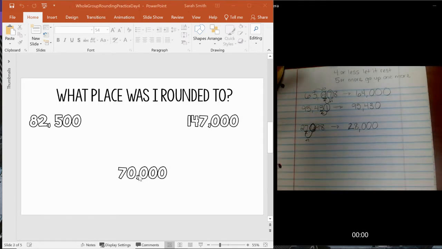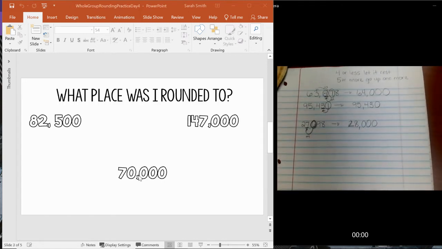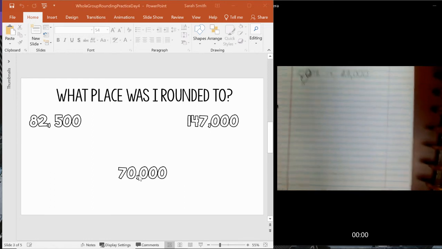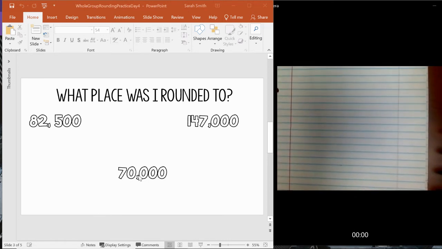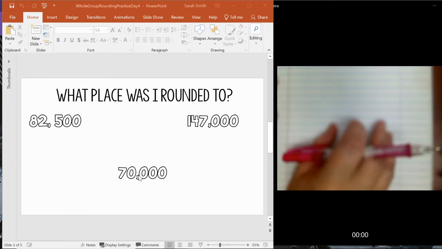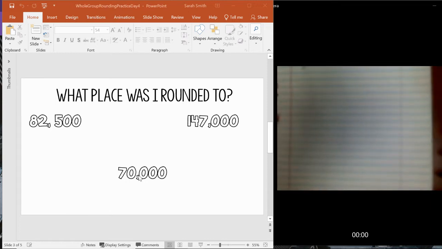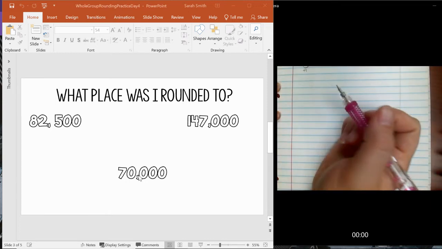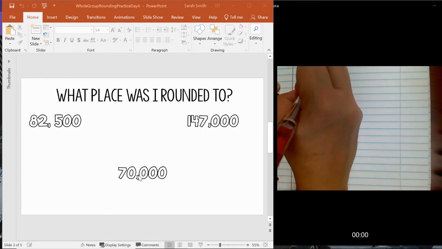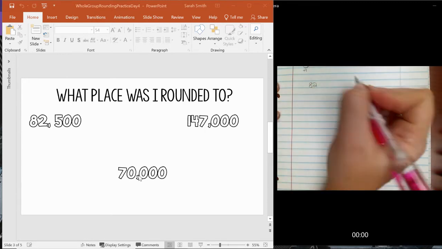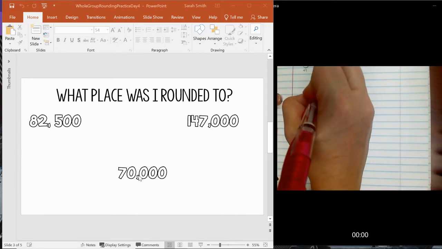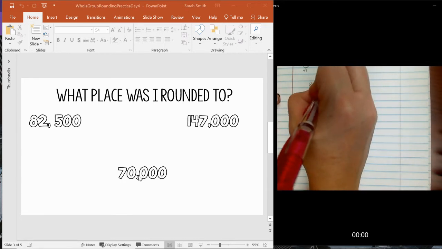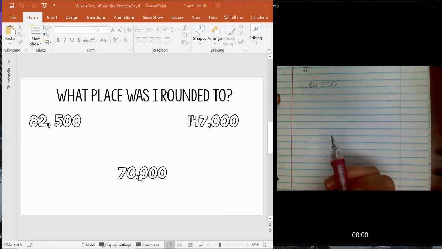All right, this next one, again, if you didn't understand that, go back, rewatch it, slow it down a little bit, pause it, write things down, okay? This one is, what place was I rounded to? So this one's a little trickier, but it's good critical thinking. Make sure things are focused here. So the reason this one is asking is you might get something like this on your assignment for today. So 82,500, okay? What it's saying is what place did we round to?